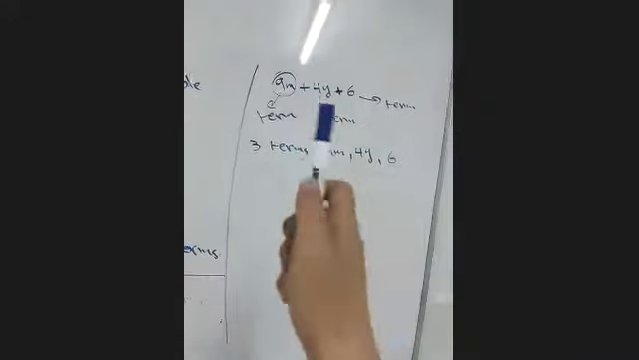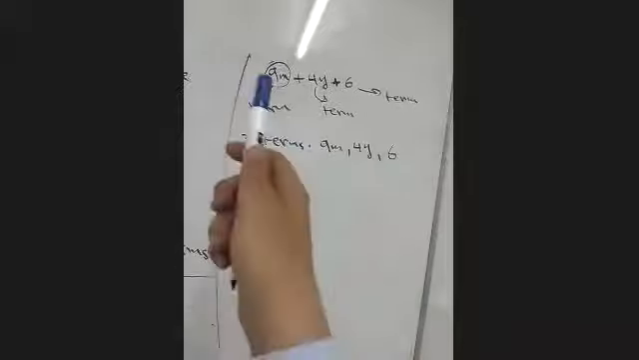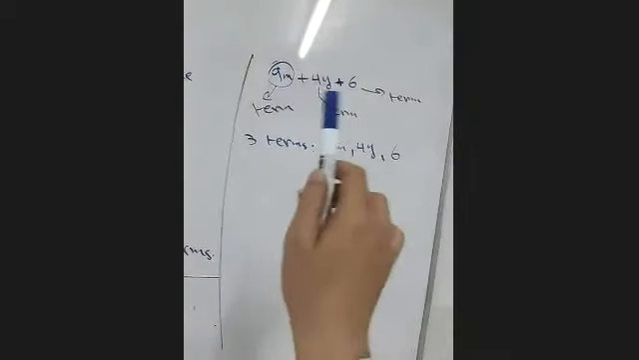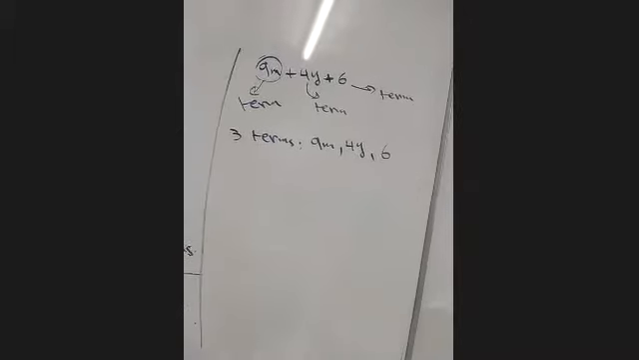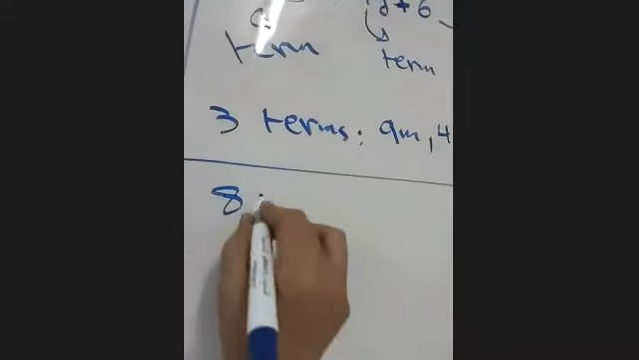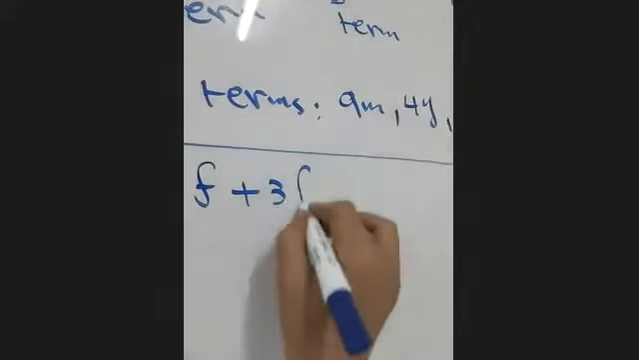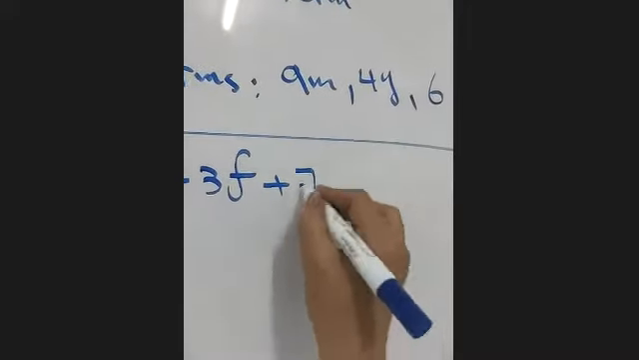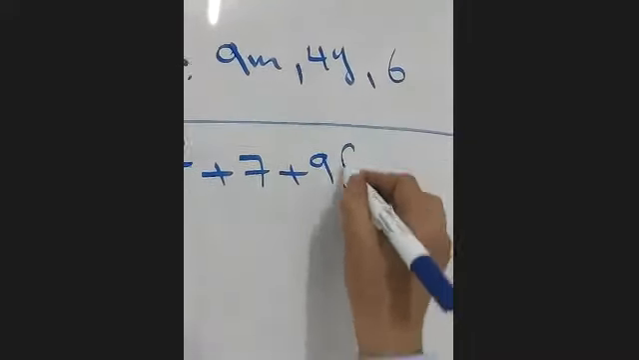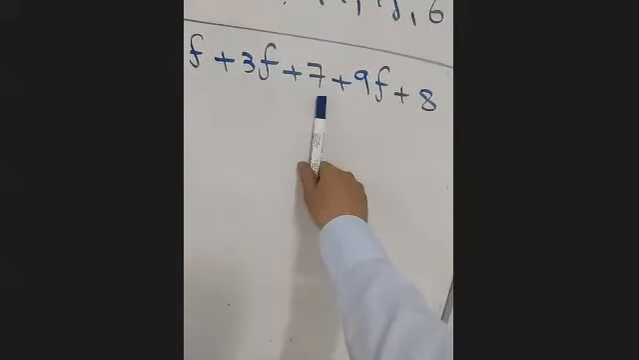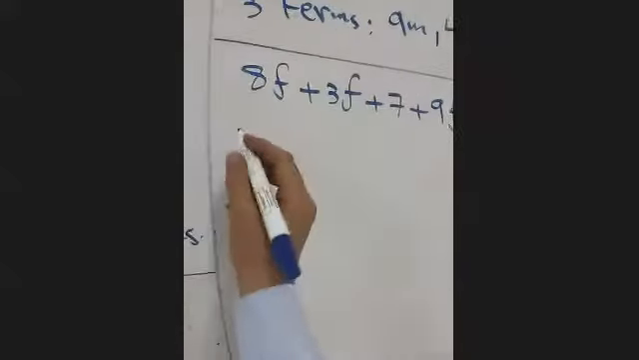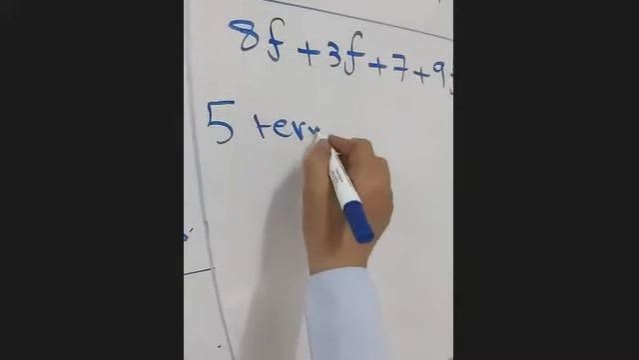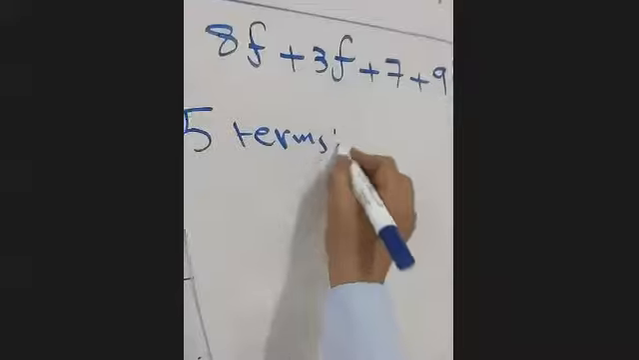So here, how many terms do we have? We have 3 terms. What are they? 9m, 4y, and 6, split by addition. For example, if we have this algebraic expression, 8f plus 3f plus 7 plus 9f plus 8, how many terms do we have? We have 1, 2, 3, 4, 5 terms. What are the 5 terms?